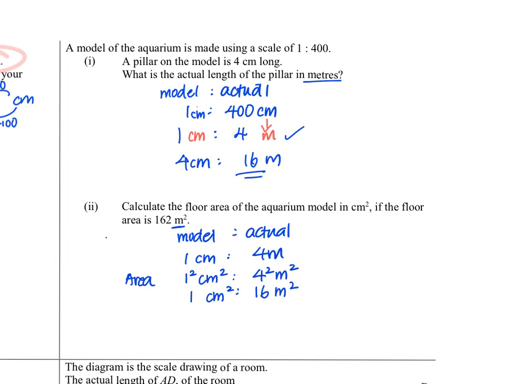Now they tell me the actual area is 162 meters square. How do I find the answer? We take 162 divided by 16, and that will give me 10 and 1/8 cm square. Now I'm going to keep this as the original value, not going to change it. Moving on.